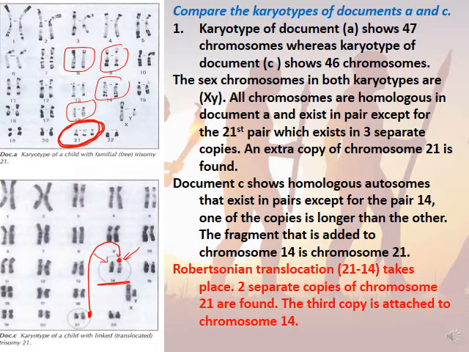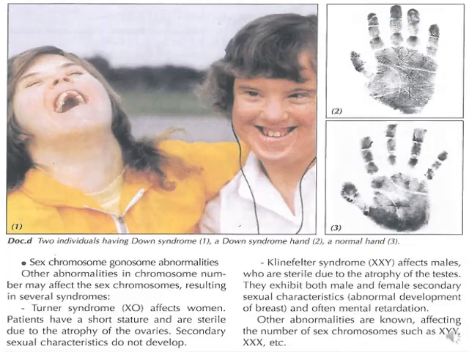What do we call this? Robertsonian translocation, 21 to 14. It moved from chromosome pair number 21 to pair number 14. Two separate copies of chromosome number 21 are found, and the third is attached to chromosome 14. So that is the structural abnormality. It's called Robertsonian translocation, in this case 21, 14, which is widely seen. These individuals have Down syndrome, while Down syndrome has 2n plus 1 and the normal one has 2n.